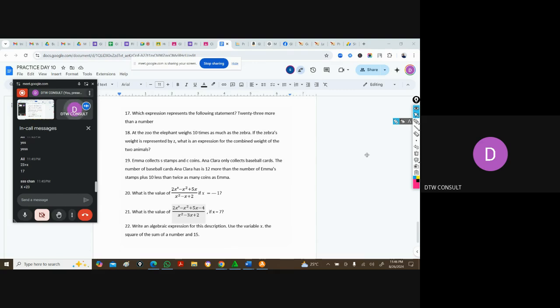Okay, because it says here, 23 more than a number. So a number is X, all right? So 23 more than it. So it should be X plus 23, not 23 plus X. Are you with me? 23 more, that is after this number, 23 more. So it should be X plus 23. All right? Good one, Sikra.